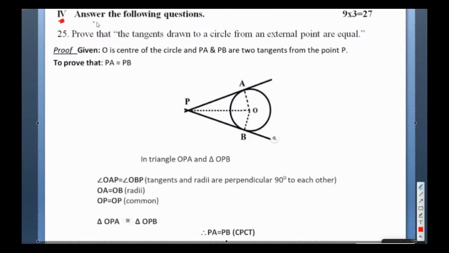We'll move to the fourth section. In this section, we have 9 questions. Each question carries 3 marks. Total weightage is 27 in this section.